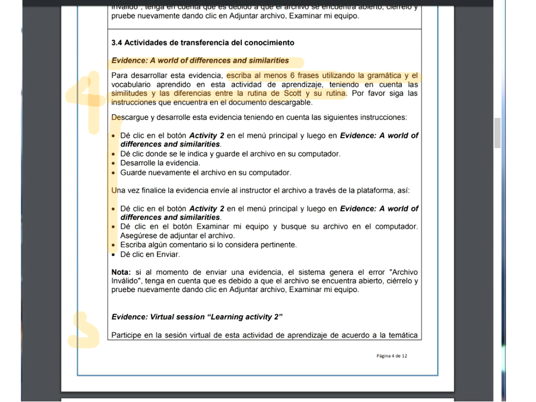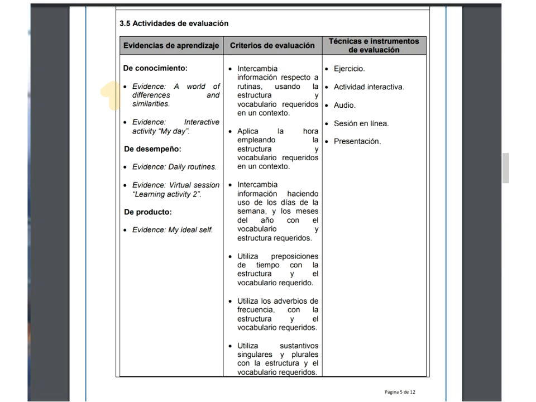And number 5 is the activity right now, the online session, virtual session for learning activity number 2. Then we have a chart with the evidences. So we have number 1, award of differences, number 2, interactive activity, number 3, daily routines, number 4, the online session, and number 5, my ideal self. 1, 2, 3, 4, and 5.